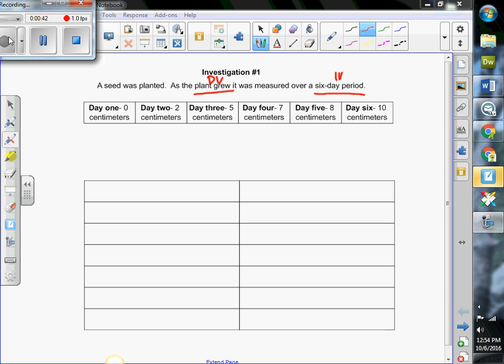All right, the next step, just take a look at the data. So day 1, it grew 0 centimeters. Day 2, 2 centimeters. 3, 5. Day 4, it grew 7 centimeters. Day 5, 8 centimeters. Day 6, 10 centimeters.